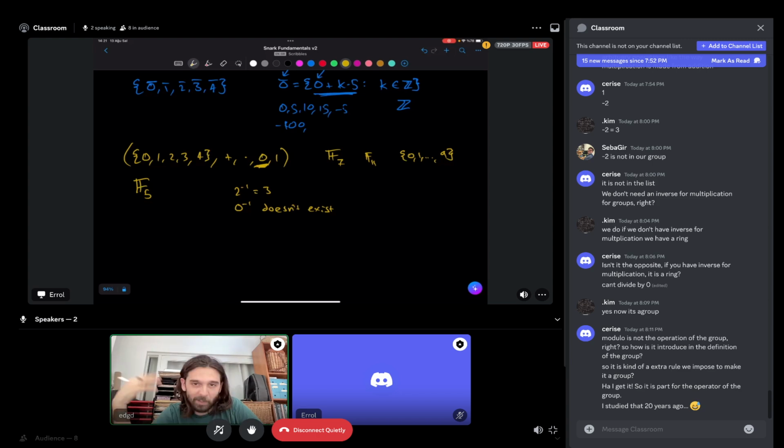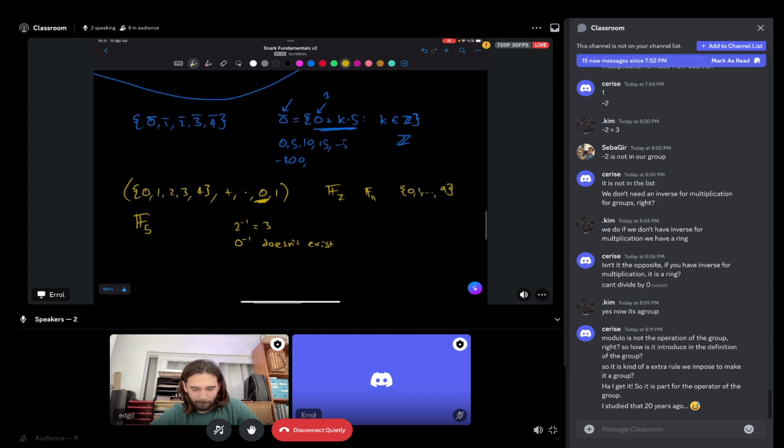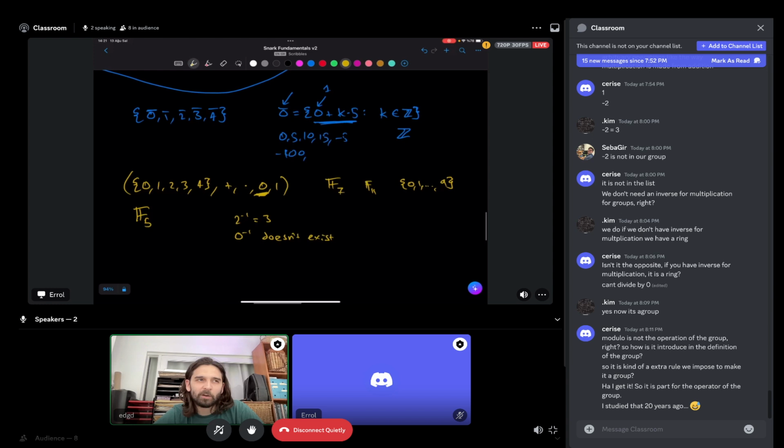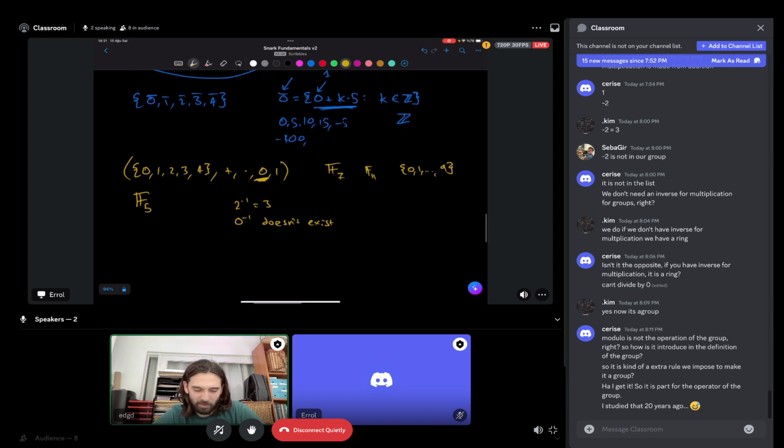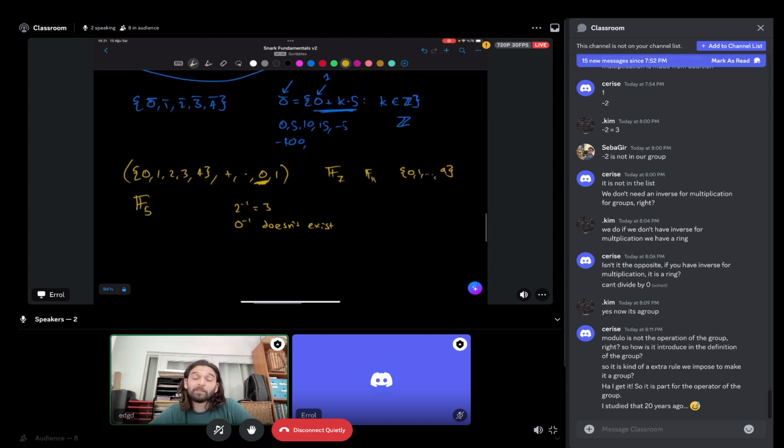So a field is two groups smushed together. You'll have two operations. And in cryptography, we're just interested in finite fields and finite groups. You can have infinite groups, but we can't work with those properly in cryptography.